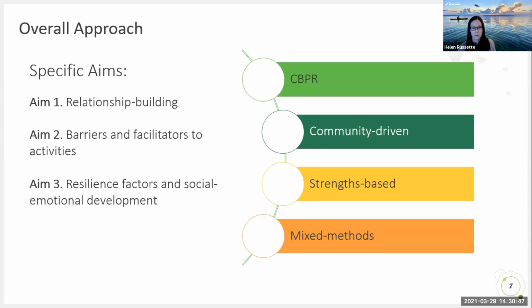And so for our approach, I'll be talking about my specific aims. The first focused on relationship building with our community partner. That led to identifying a qualitative study that assesses barriers and facilitators to positive family-child engagement activities. And then the third study looks at the resilience factors in social emotional development.